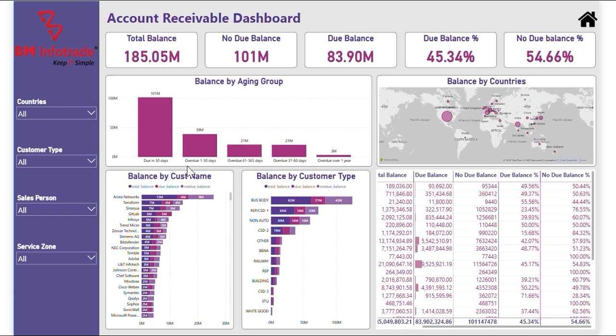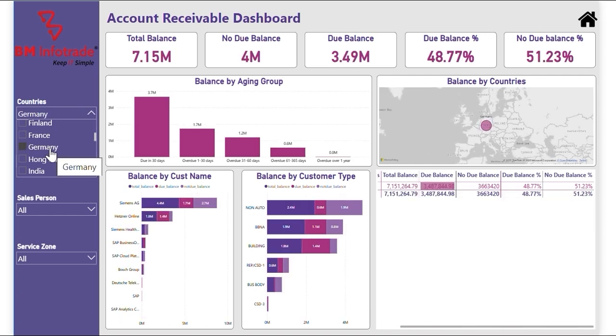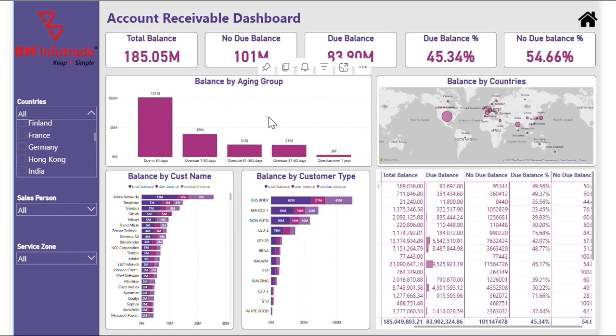On the left side of the panel, we have filters like countries, customer type, salesperson, and survey zone, through which the data will be filtered out. For example, if I select a country like Germany, the data will be filtered on the whole dashboard. So now let's move on to our third dashboard.